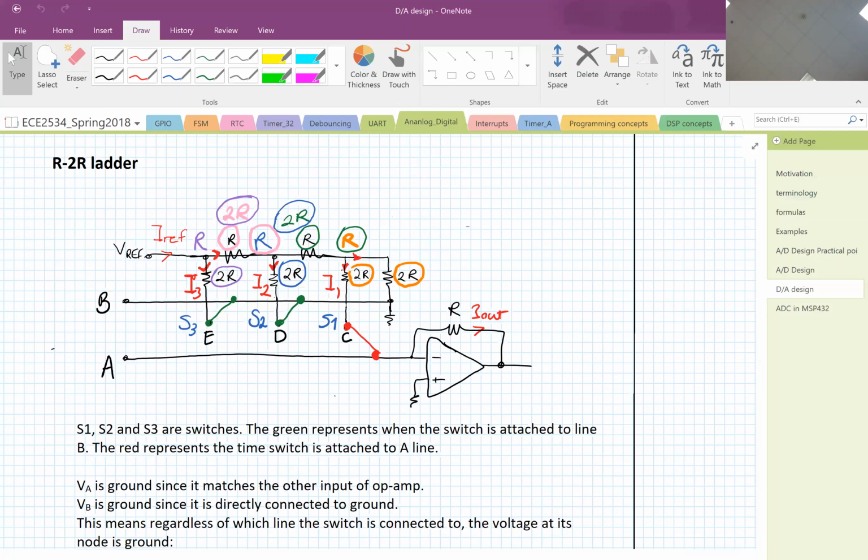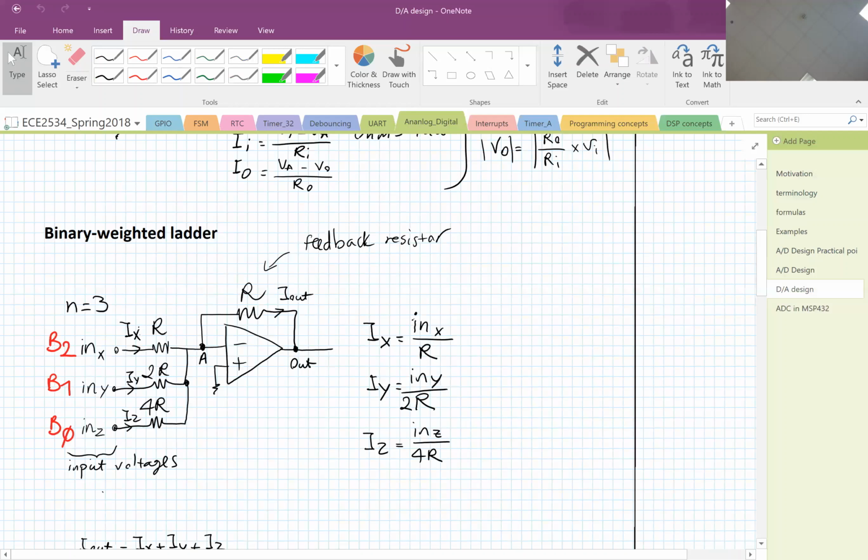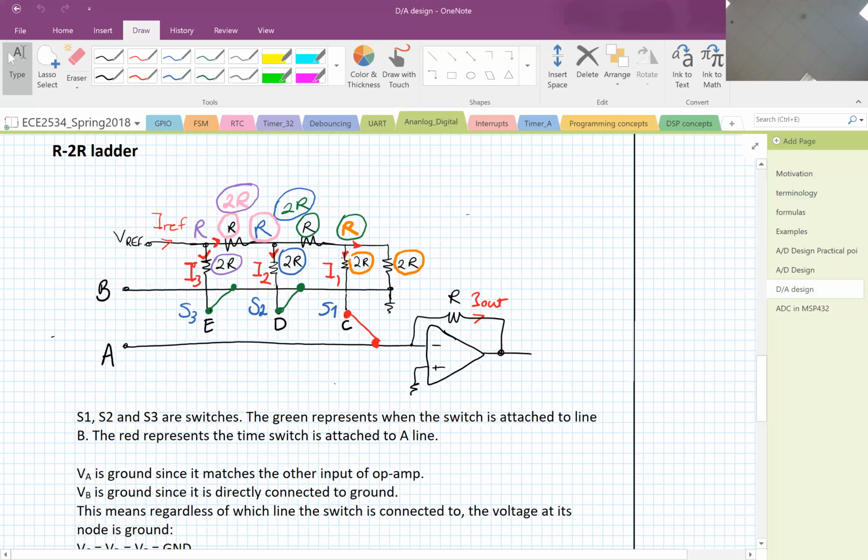So first, let's do a quick review of what the R2R ladder is. First of all, why did we come here? That was because for big N's, the difference between the smallest R and biggest R becomes very big, and finding proper components with good accuracy is hard. But over here, you have R and 2R, and it will be nice and easy to find good resistors that will give you exactly what you're looking for.